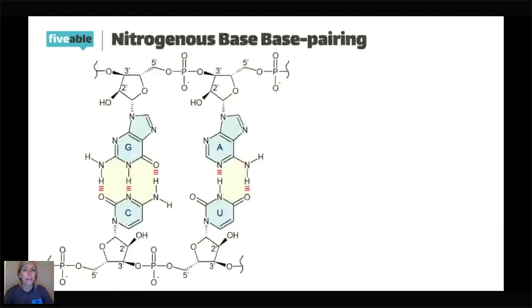Okay, nitrogenous base pairing. So here's a picture of them base pairing, G and C, and the phosphate sugar backbone on the top and the bottom. You can see here the red dashed lines are showing hydrogen bonds between your A and your U and your G and your C. So this is an RNA molecule, and we know RNA is single-stranded, but if you haven't gotten into DNA transcription yet, this would be kind of a snapshot of when DNA is being read and made into an RNA strand.